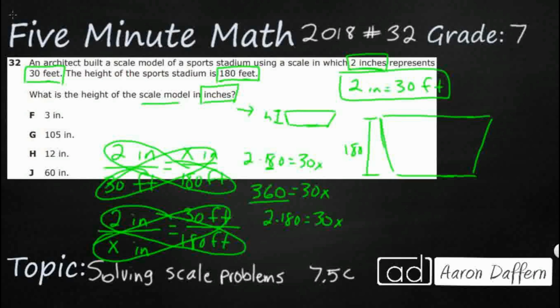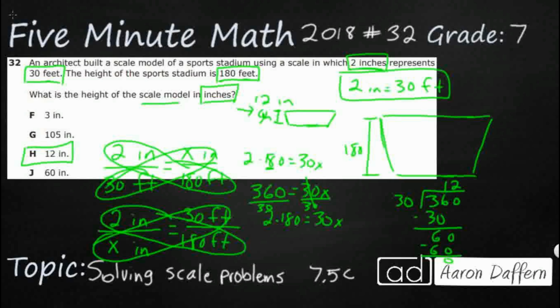equals 30x. And then we simply just take 30 and divide that into both. That's going to isolate that variable. So let's see, 360 divided by 30. And so 30 goes into 36 once. Nice and even. Look at that. 30 goes into 60 twice. There's nothing left over. It's beautiful when it works out that way. So this height looks like it's going to be 12 inches right here on our scale model, which makes sense. That's a good size. And so our answer here is going to be H, 12 inches.